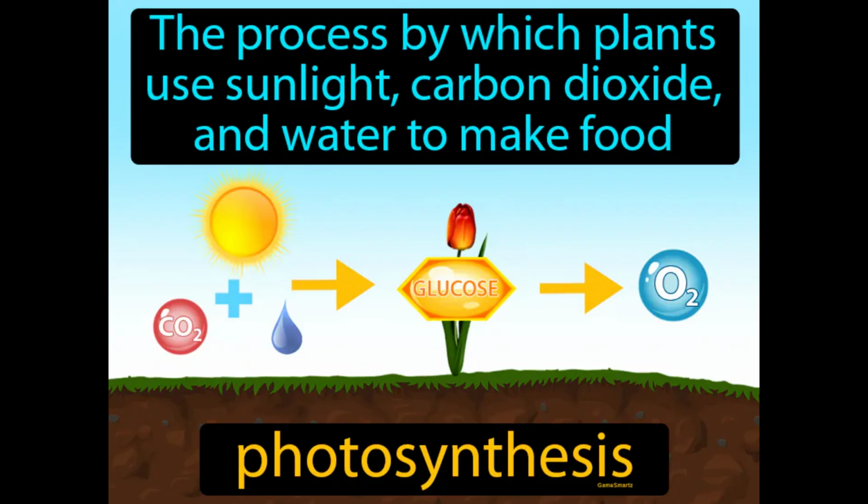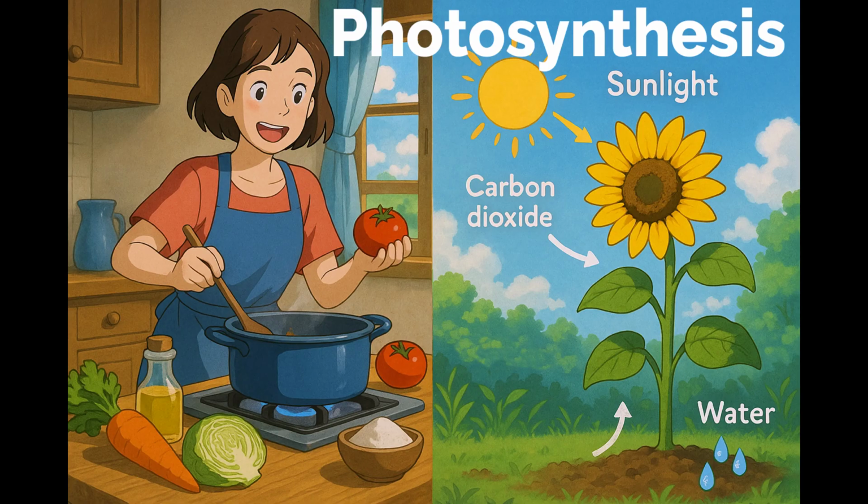The process by which plants use sunlight, carbon dioxide, and water to make food. Photosynthesis. In photosynthesis, plants take sunlight and turn it into energy to grow. Imagine you're trying to cook dinner, but you only have raw ingredients and no recipe. Just like how you need to gather and transform these ingredients into a meal using a recipe, plants gather sunlight, carbon dioxide, and water to create their own food through photosynthesis.